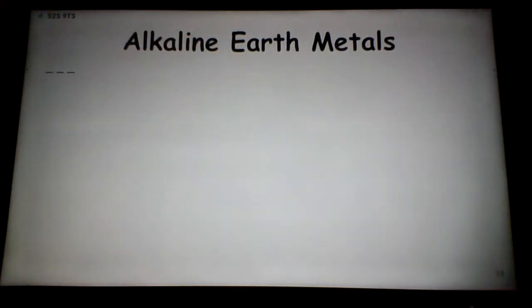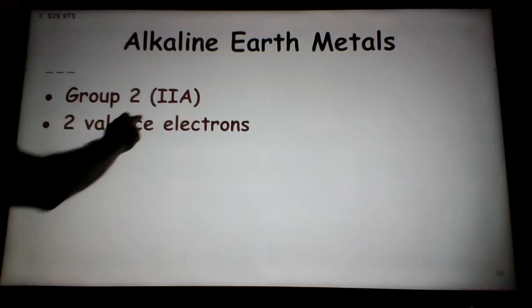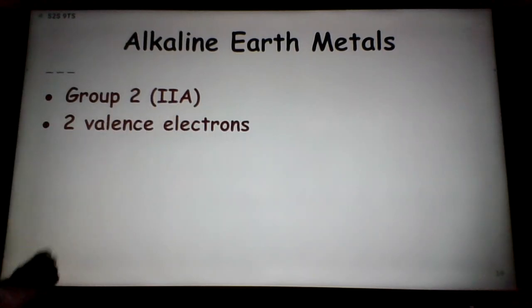The alkaline earth metals. This is group 2A. So at the top, we see beryllium. And as we go down, we see magnesium, calcium, strontium, barium, and radium. These have 2 valence electrons. So again, look at the number in front of the A. The 2 in front of the A tells us that these elements have 2 valence electrons.